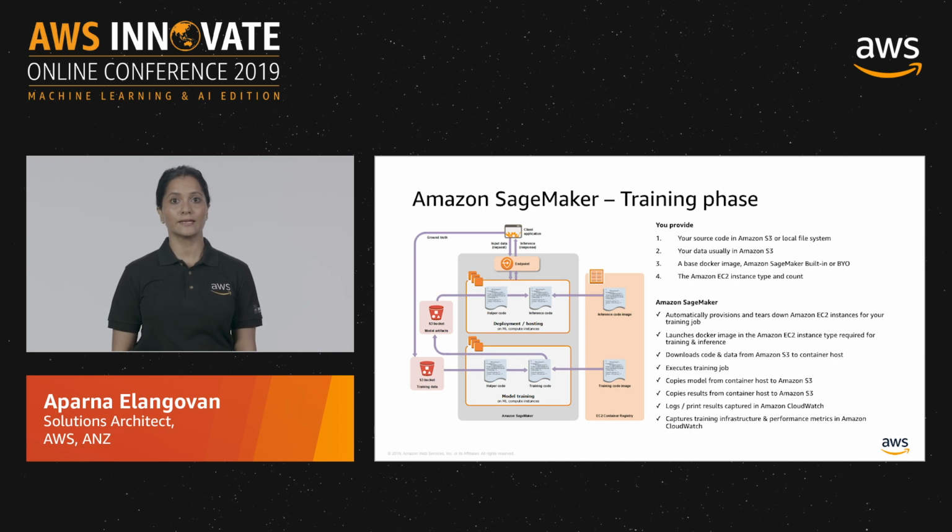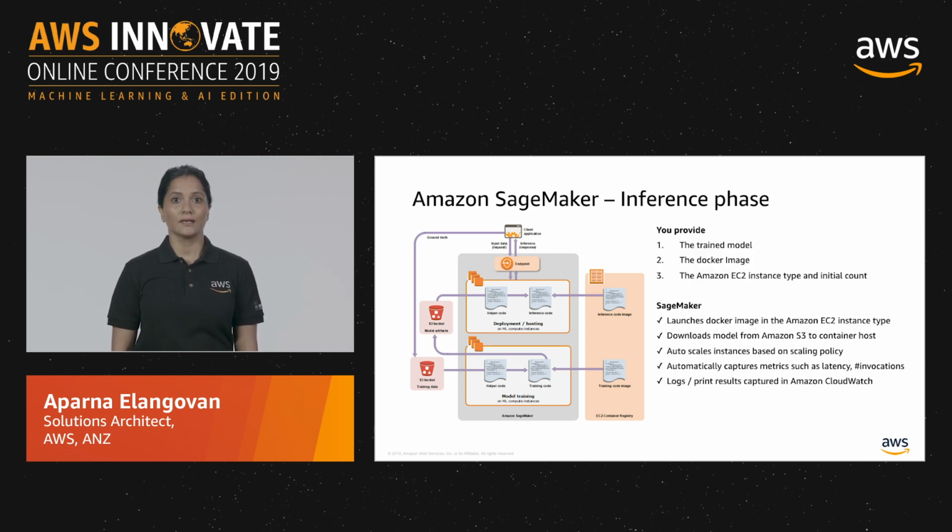Next, let's look at the inference phase. During this phase, you provide the S3 location of where the model-related artifacts are stored, a Docker image either built in or your own, and the type of instance you want to run the inference on. SageMaker automatically launches the instance and runs the Docker container. It then downloads the model from S3, and with a single line of code or single click, you have your inference endpoint ready. This endpoint can automatically scale based on an auto-scaling policy that you specify.